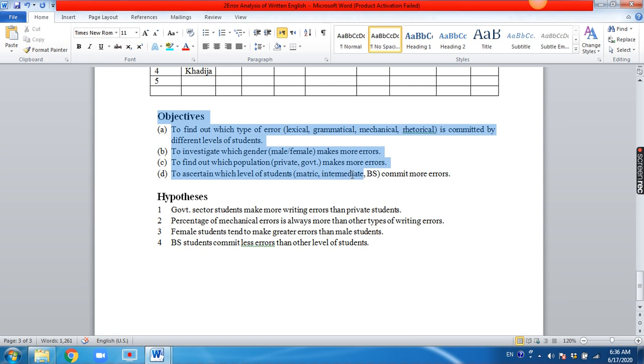Now according to these objectives, 4 hypotheses were developed, like government sector students make more writing errors than private students. This was one of the hypotheses. You were given free hand to formulate any hypothesis. Percentage of mechanical error is more than other types of writing errors. It's a hypothesis, so you have to investigate whether it is true or not. Female students tend to make greater errors than male students. It can be incorrect after the data analysis. So these were objectives and hypotheses.